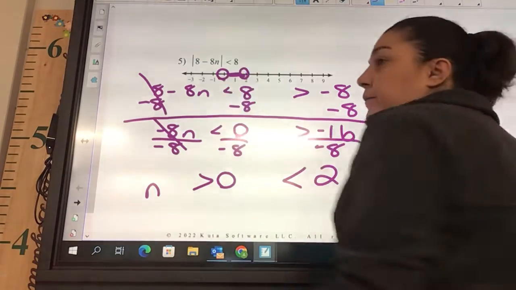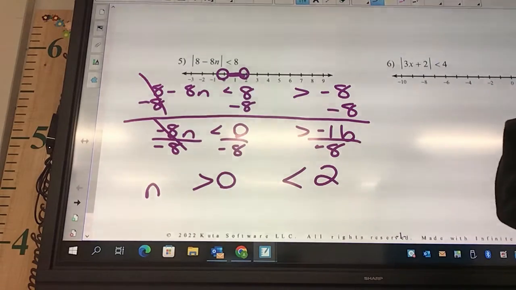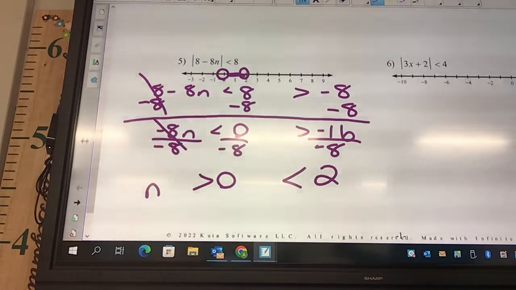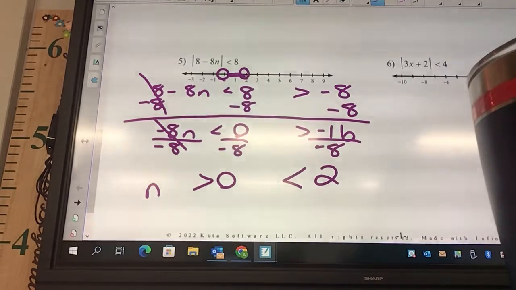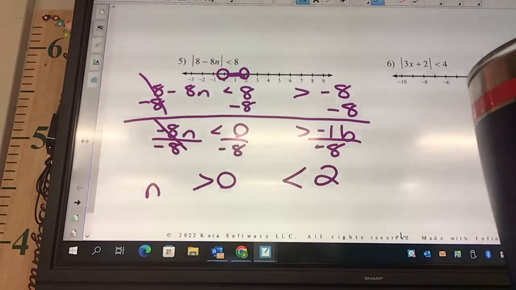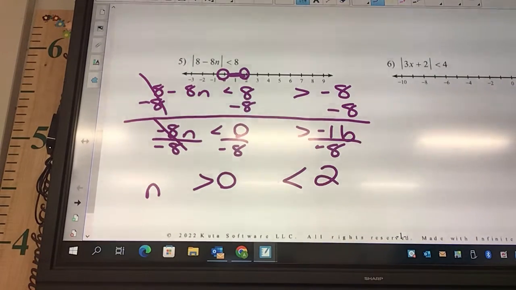Okay? 16 divided by 8. Oh, this is 16. Probably needs to wear glasses. It looks like a G. Well, okay. Take them my handwriting.